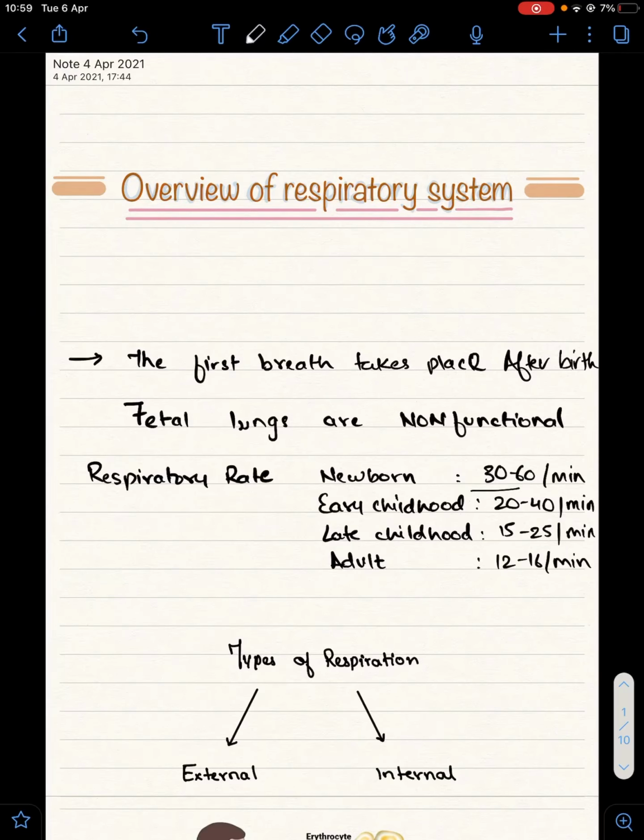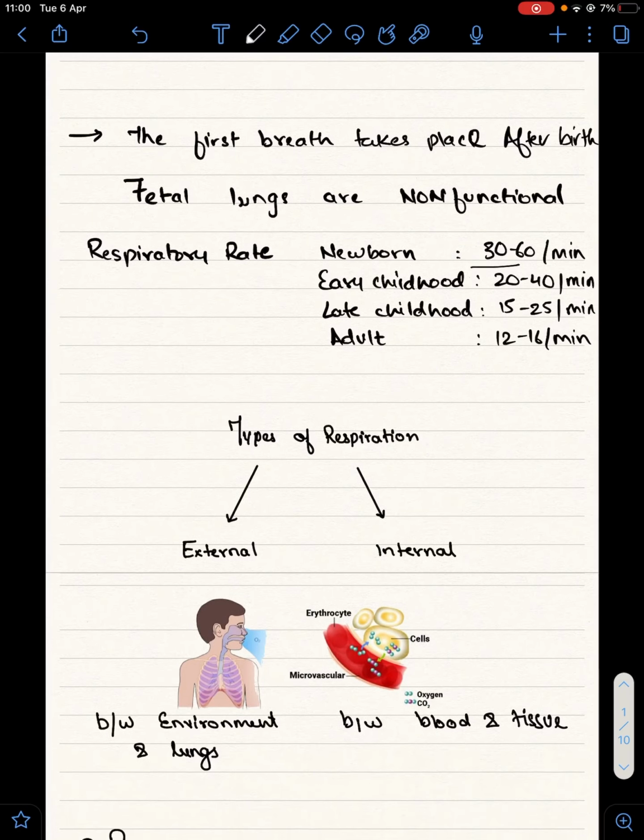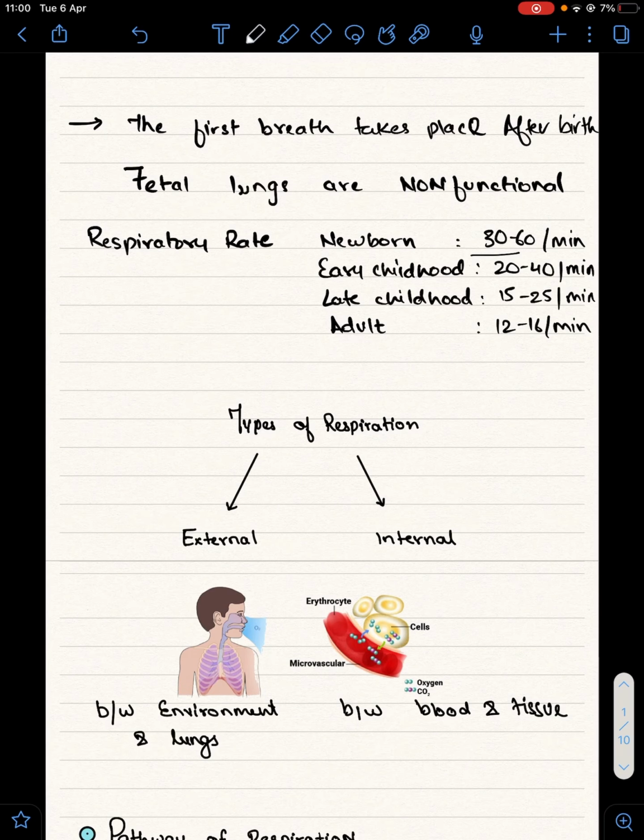So, before continuing our pulmonary section, I would like to give just an overview about the respiratory system and its components. As we all know, in the fetal stage the lungs are not functional, and the first breath takes place after birth only. So, I would like to mention some of the respiratory rates during different stages of life.